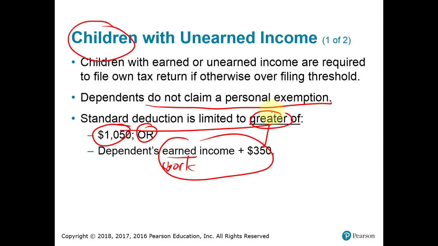Now you compare that greater of the two to the regular standard deduction for our dependent, which is probably single filing status. For 2017, the amount is a maximum of 3,050. So you look at these two amounts and you pick the smaller. This is the amount of the standard deduction for a dependent child that has unearned income. Okay, not the regular standard deduction. So let's take a look at a tax form that kind of calculates this out for us.